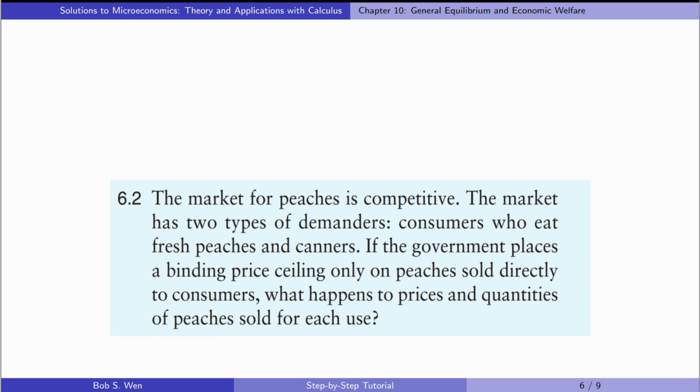Let's solve exercise 6.2. The market for peaches is competitive. The market has two types of demanders: consumers who eat fresh peaches and canners. If the government places a binding price ceiling only on peaches sold directly to consumers, what happens to prices and quantities of peaches sold for each use?